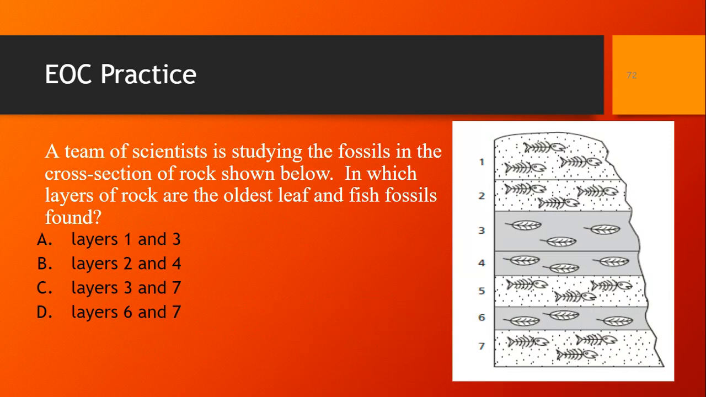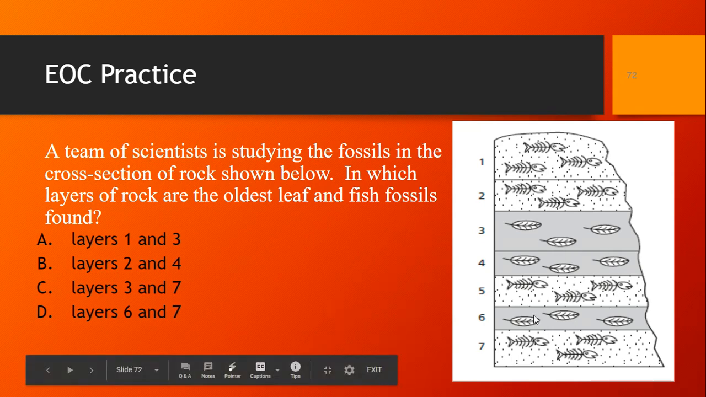So if we looked at this little picture here for our fossil record, 1 means at the top, 7 means at the bottom. If we're studying fossils in this cross section of rocks, which layers of rocks would the oldest leaf and fish fossils be? The way we look at this is we look at whichever one's near the bottom. So the one that has the leaves furthest down would be 6, and the one that has the fish furthest down would be 7. So your answer would be D.